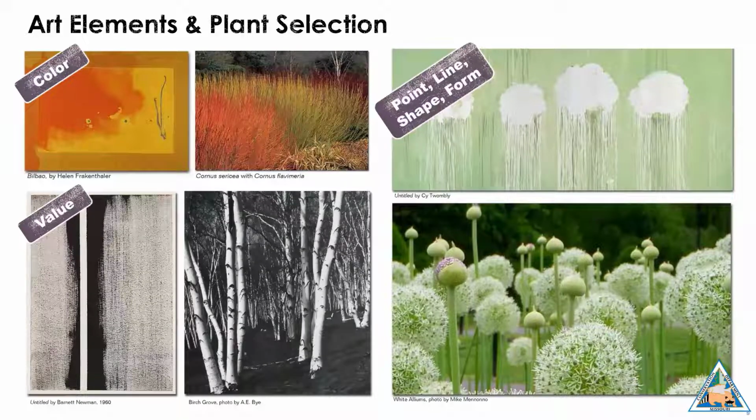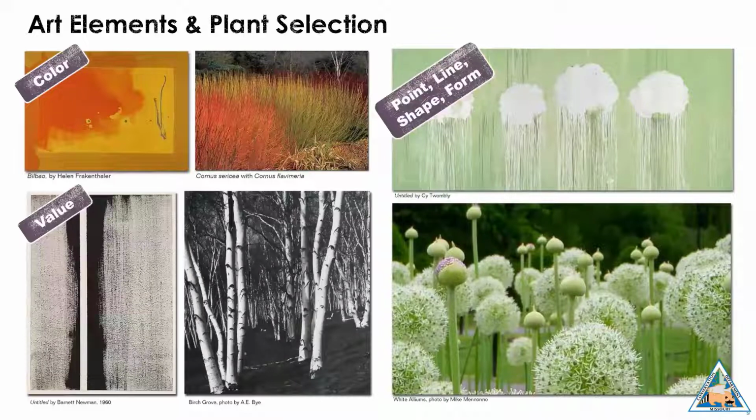But we'll start with color, and I will touch on color in the next slide as well. But just to begin with, color refers to wavelengths of light. Now, that's very academic, I know, but let's get into this a little bit more. The painting here shows these oranges and yellows, and then it's paired with the photograph of some dogwood shrubs that exhibit the same colors in their stems. So we've got the oranges and the yellows in the stems.